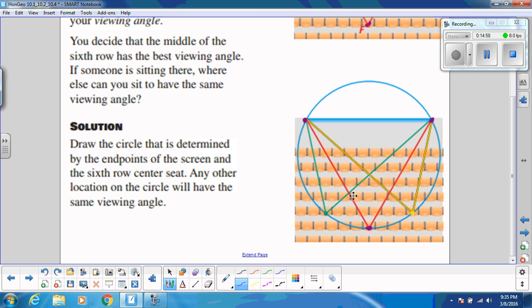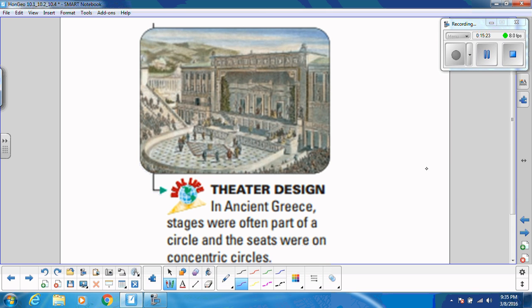Well, where else could you sit? All you'd have to do is find another arc, another angle that has the same intercepted arc. So all we'd have to do is maybe find a seat here. This has the same viewing angle, or this one here. So it's very practical if you were going to diagram your theater. But if you think about it, the way you design a theater can help alleviate that.